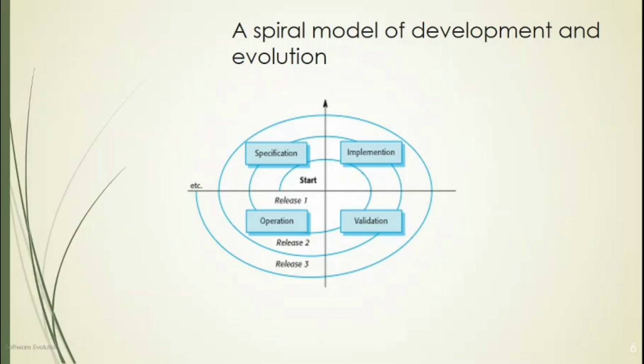And you can see the spiral model of the development evolution. This is also something like an iterative process. That is release 1, release 2, release 3. You can see here the first iteration, second iteration, and third iteration. The evolution keeps on repeating. It's a cycle depending upon the market.